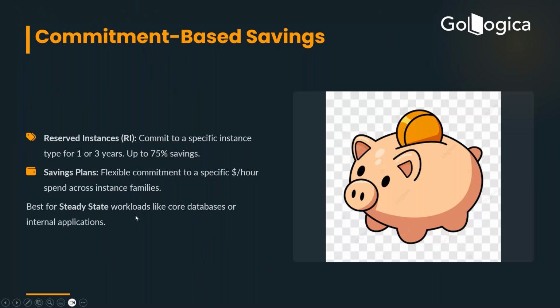It is best for steady-state workloads like core databases or internal applications. These are predictable workloads, where you know you have a constant, consistent requirement for these resources, and they will be there for long. You can save up to 70-75%. You know you need them and cannot afford to lose or terminate them, so you can go for these commitment-based services or reserved instances.